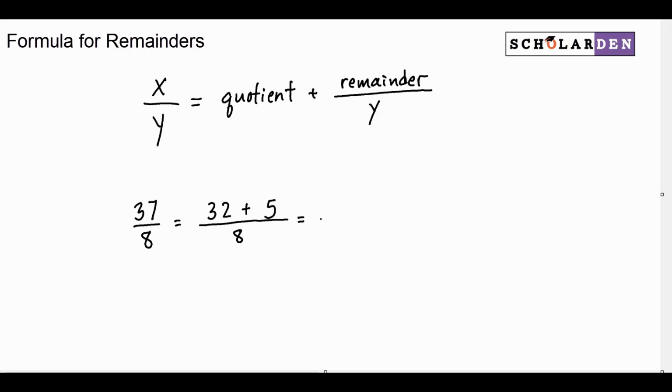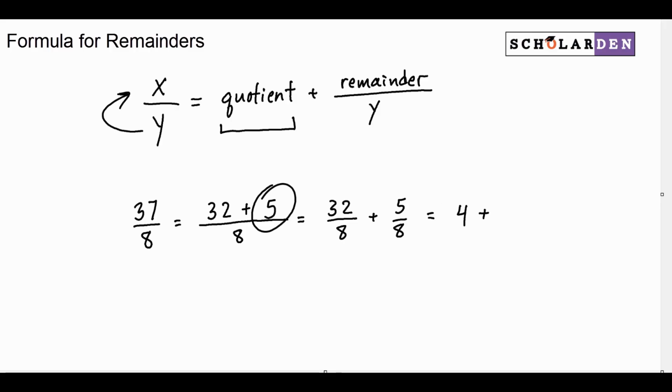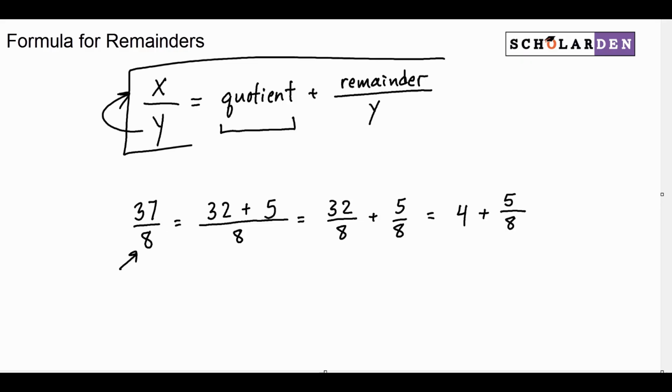And then I picked 32 because 8 goes into 32, right? 32 over 8 plus the rest of the fraction. So 8 goes into 32 4 times. That's the quotient. That's how many times the bottom goes into the top. In this case, 4. And there's 5 left over. So that's what we call the remainder. And you just put that over that denominator of the fraction. Okay, so your formula for that is up here.